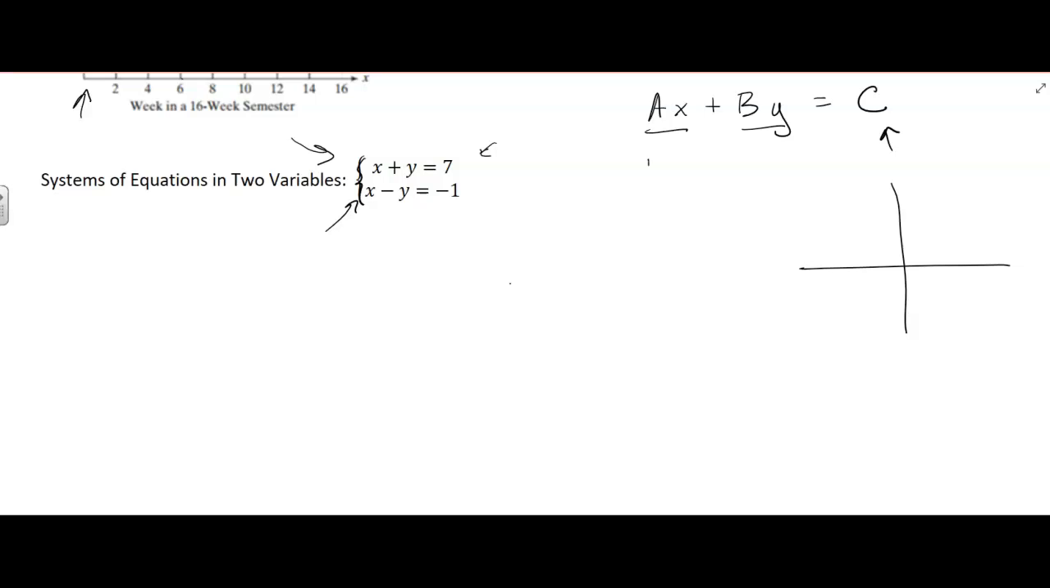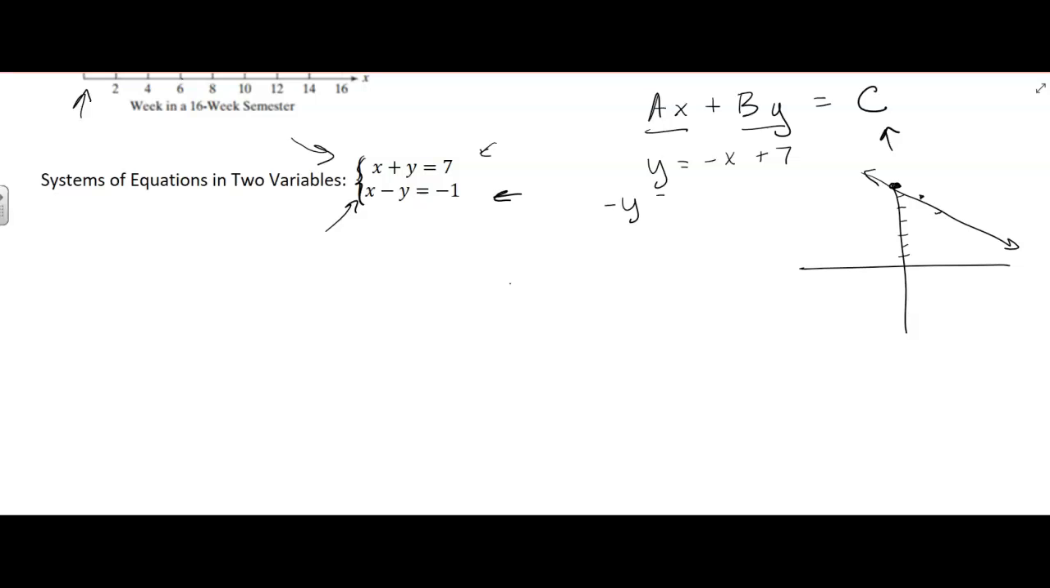So if we write it in slope-intercept form, it looks like this. So 1, 2, 3, 4, 5, 6, 7. It's going through that point. And then it has a slope of -1. So it's going something like that. Not very accurate.